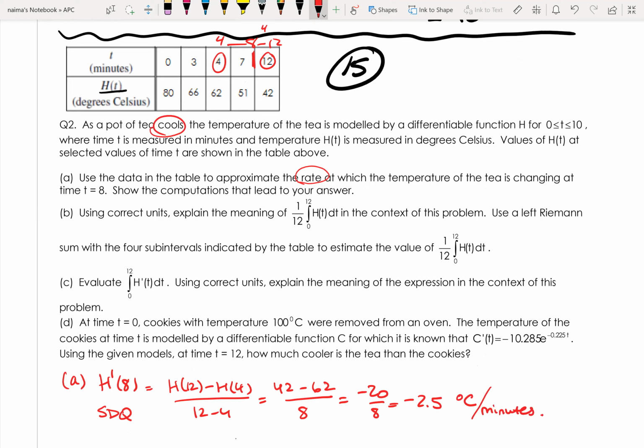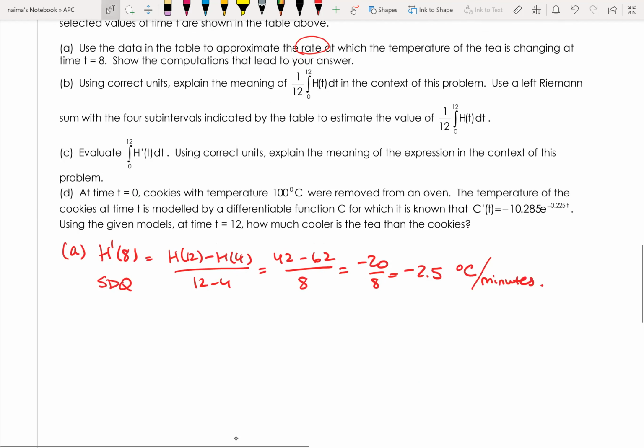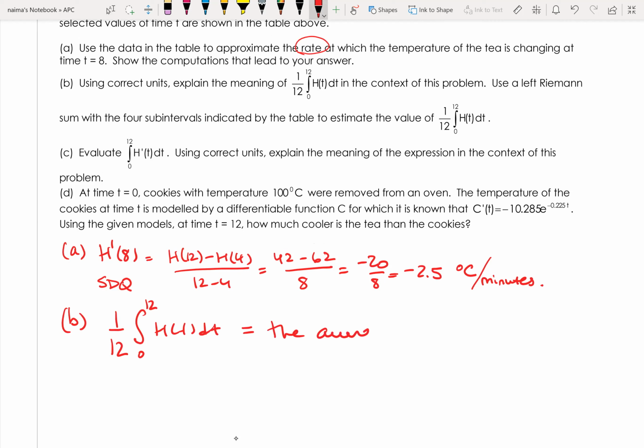It says, using correct units, explain the meaning of the integral 1 over 12 times the integral from 0 to 12 of h of t dt. This would create the average temperature of the tea from t equals 0 to t equals 12 minutes.